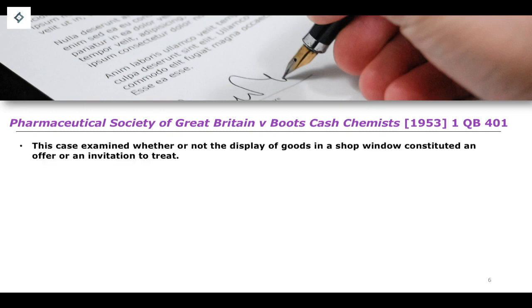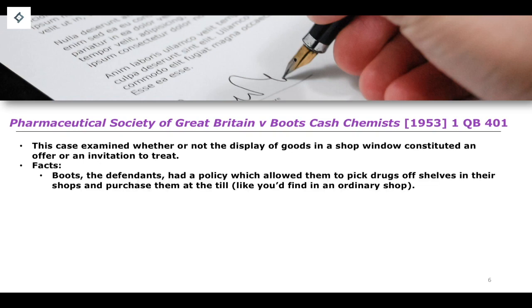It examined the question of whether or not the display of goods in a shop window would constitute an offer, or whether or not the display of goods would actually constitute an invitation to treat. Now, more specifically, not within a shop window. I should make that very clear. Actually, it is more specifically displaying goods on a shelf in Boots Cash Chemists, which we will get to. The shop window example is a different case, which is also very famous, which we're going to look at in the next lesson.